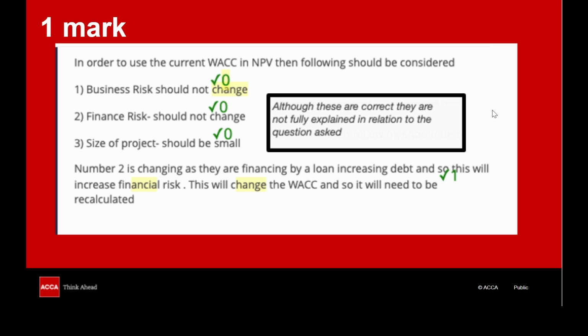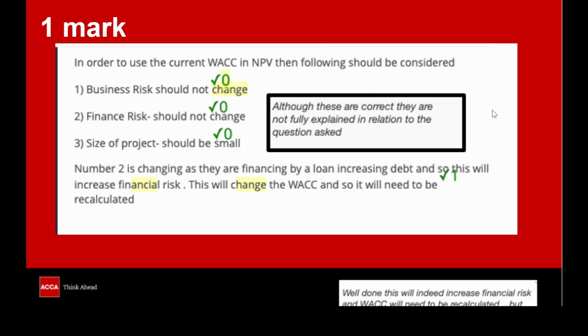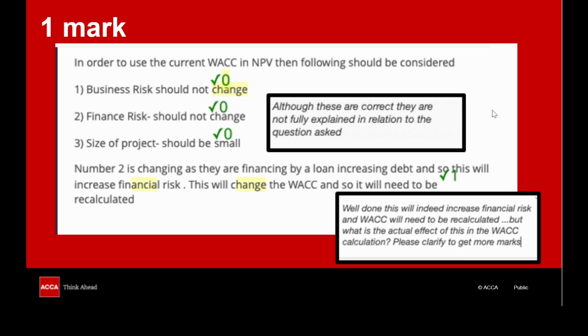But also they're bullet points, aren't they? And we don't like bullet points. They need to be explained. The answer they're getting the mark for is basically that they've explained that increase in financial risk means WACC will need to be recalculated. But I want to know what is the actual effect of this in the WACC calculation. So please clarify to get more marks.